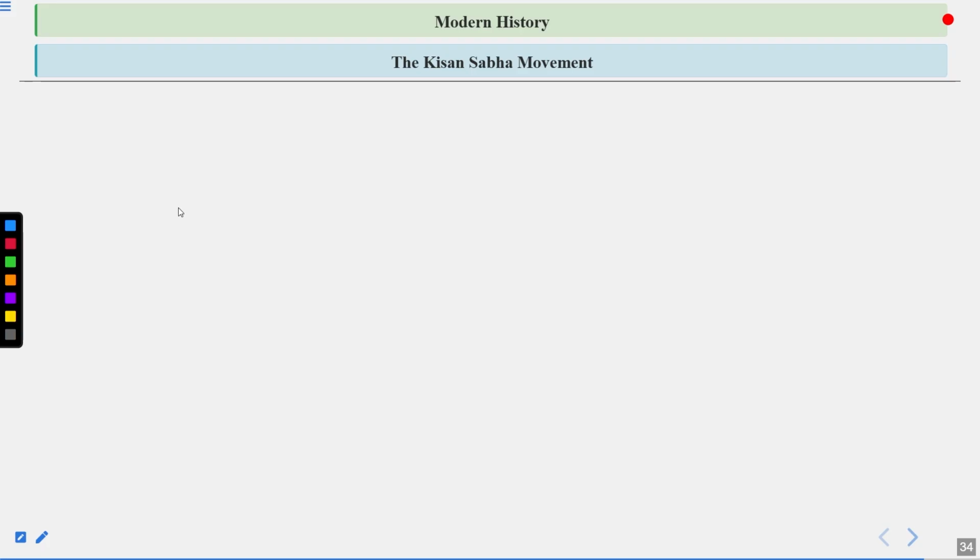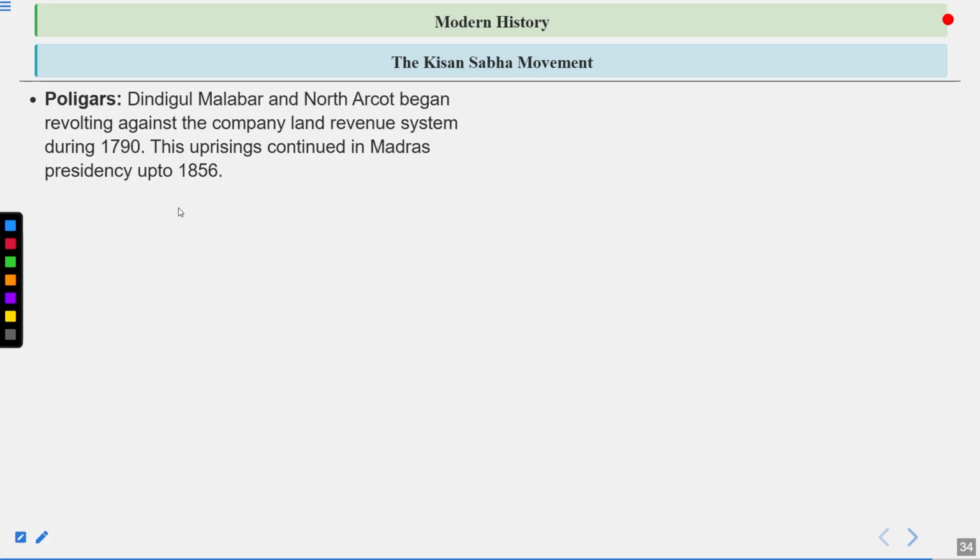Some other movements. Polygars, very important. Dindigul, Malabar, and North Arcot began revolting against the company's land revenue system during 1790. The uprising continued in the Madras Presidency up to 1856.